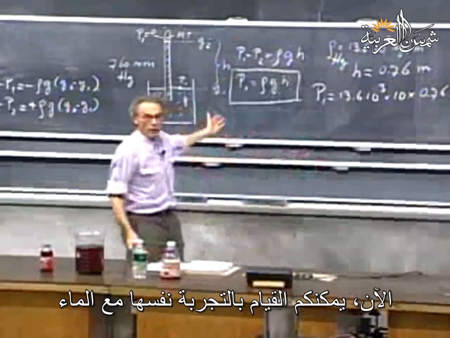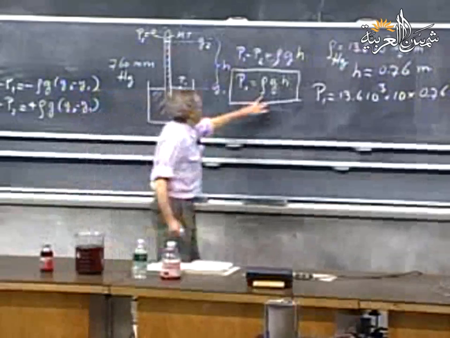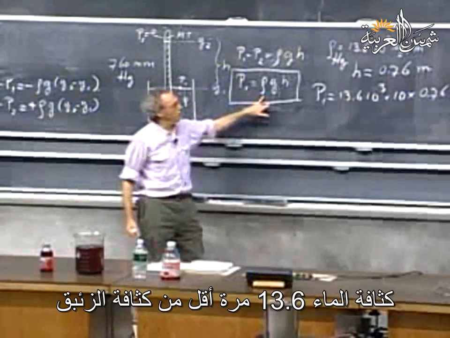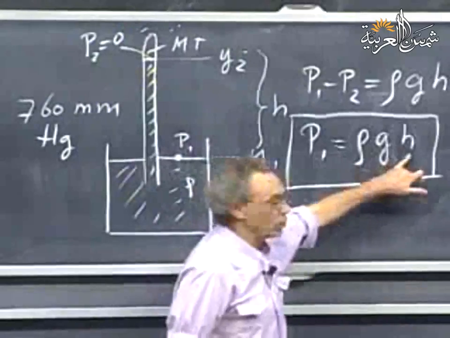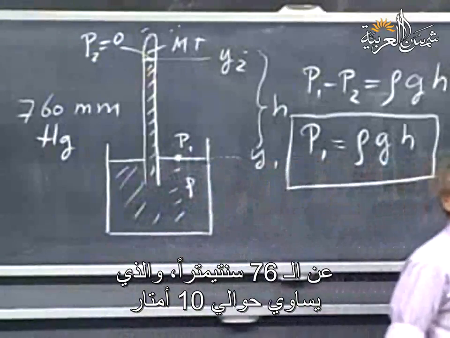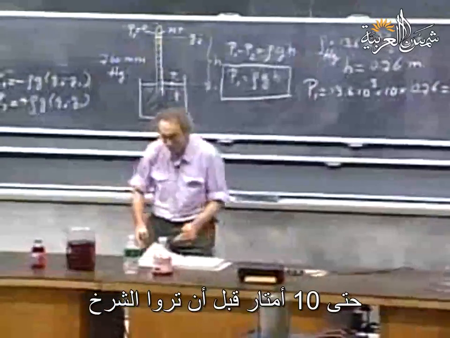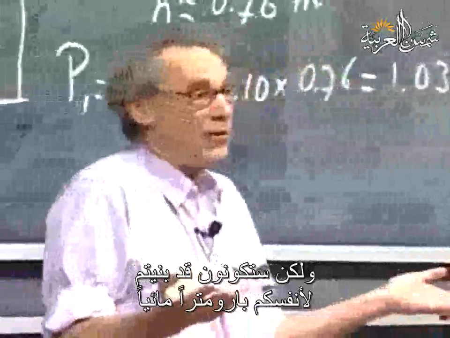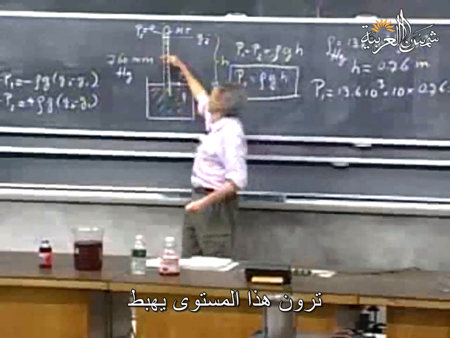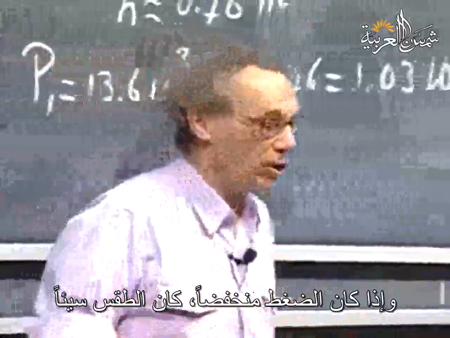Now you can do the same experiment with water, or as we try to do it with cranberry juice. The density of water is 13.6 times lower than that of mercury, so the column has to be 13.6 times higher than 76 centimeters, which is about 10 meters. So you would have to raise this thing up to 10 meters before you would see the break, but you would have then, you've built yourself a water barometer. If you do it with mercury, you have a mercury barometer. You would see this level go down, and if the pressure is high, the weather is good, and if the pressure is low, the weather is not so good. So you could build yourself a water barometer, has to be 10 meters long.